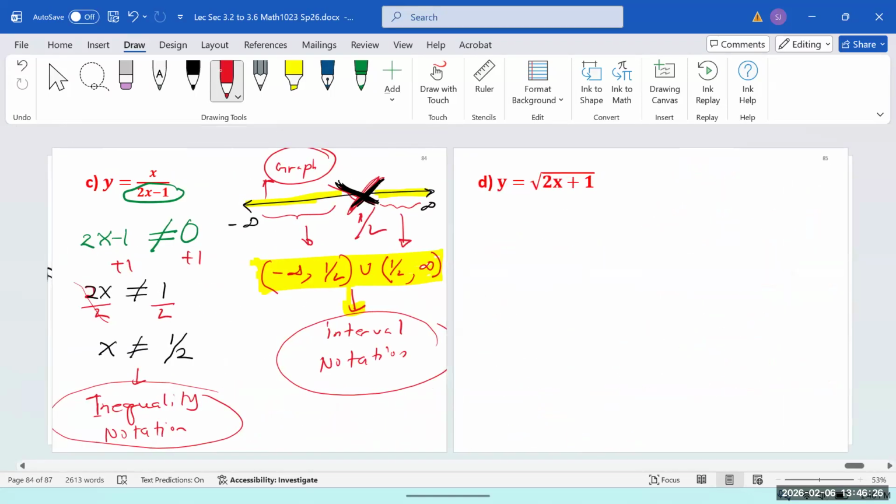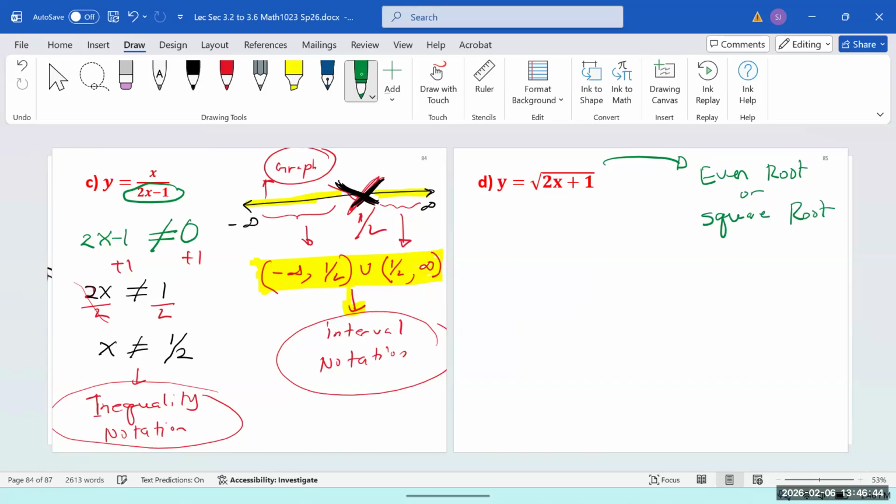And now comes our third problem. What type of function is this? What's the name of this type of function? Even root. Good job. Even root. And specifically, this one is square root. So square means 2, which is an even number.